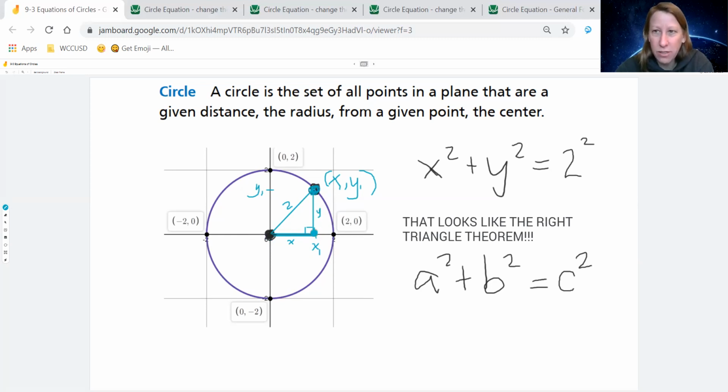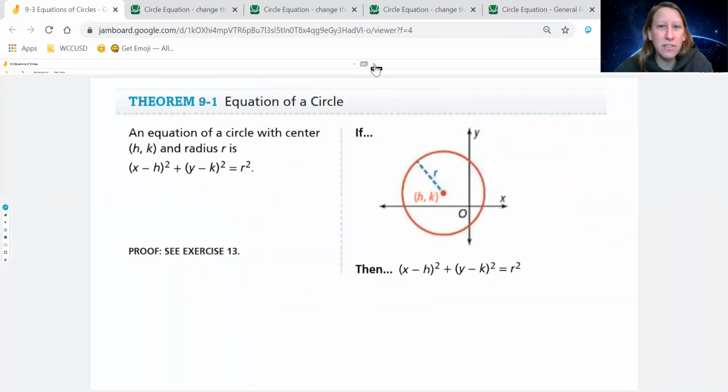X squared plus Y squared equals 2 squared. And if you move these points, it doesn't matter. Everywhere on the circle, you're going to be creating right triangles. And always these two values, no matter how they change, have to have a sum of 4. Kind of cool. All right, let's look at some more.